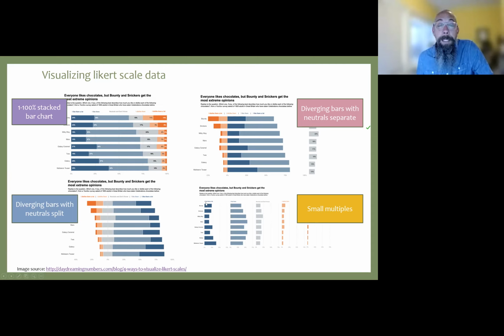Small multiples means that we actually make a separate plot for each one and we put them side by side, and they have the same horizontal scale, the same width and range, so that we can easily compare them. We can see that the extreme values are smaller. We've got a lot of sentiment in the I like them, and then we can see the range of the I like them a lot, etc. So these are all options.